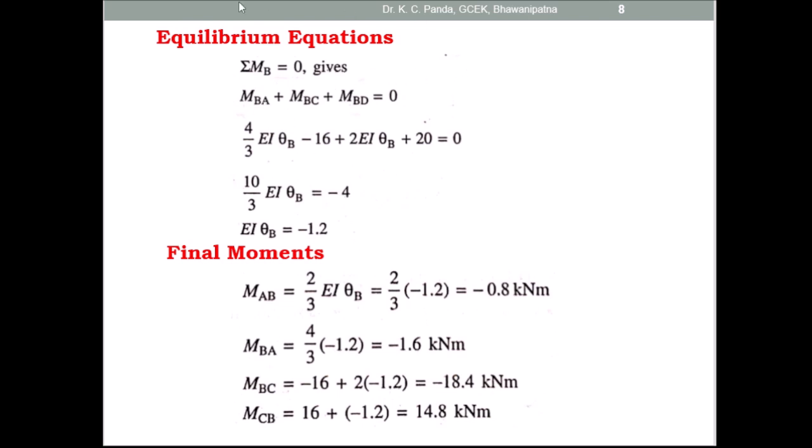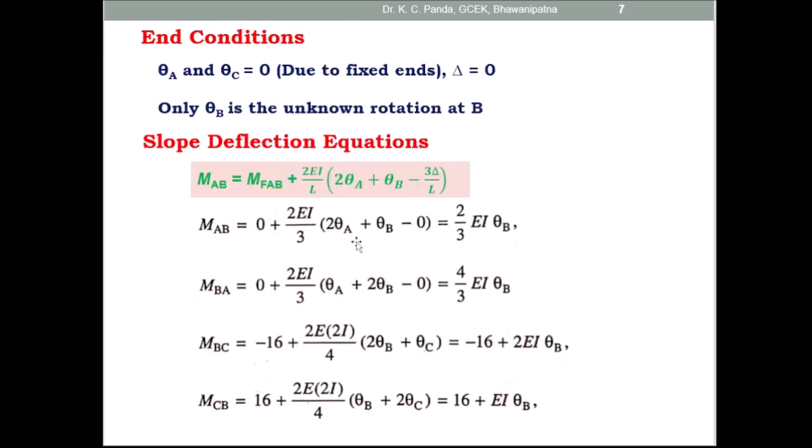Then take the equilibrium equation of joint B, that is the summation of moment at B is equal to 0. So MBA plus MBC plus MBD is equal to 0, and you put the values of MBA, MBC and MBD in this equation. Then after simplification, here you get EI theta B is equal to minus 1.2. Then after knowing this value of EI theta B, you put this value in the slope deflection equations, then you get the values of MAB, MBA, MBC and MCB.